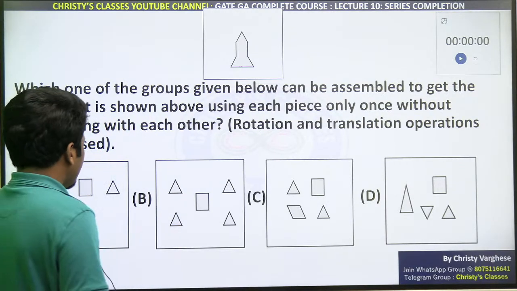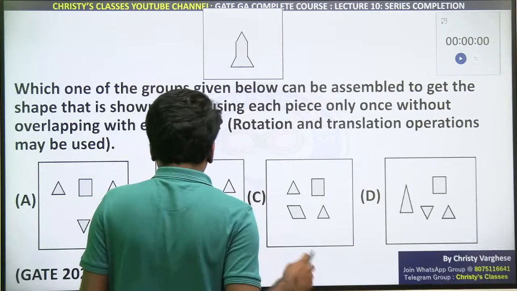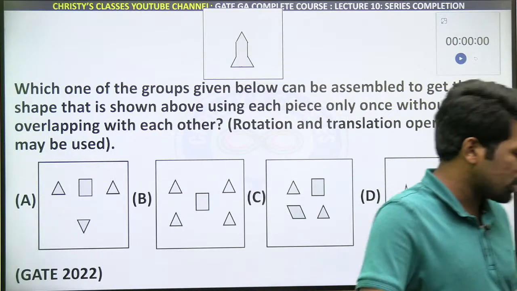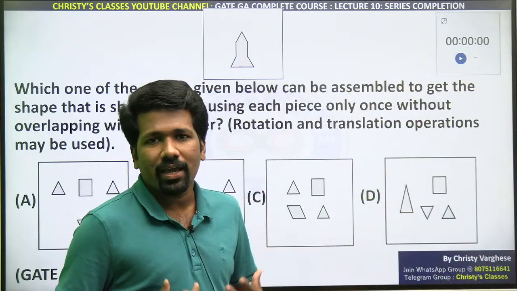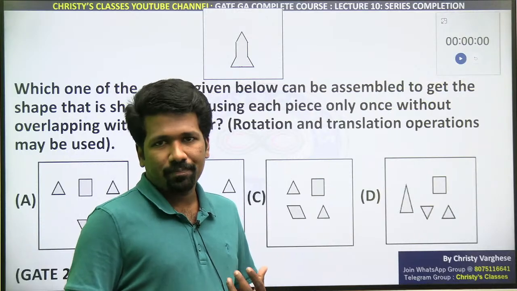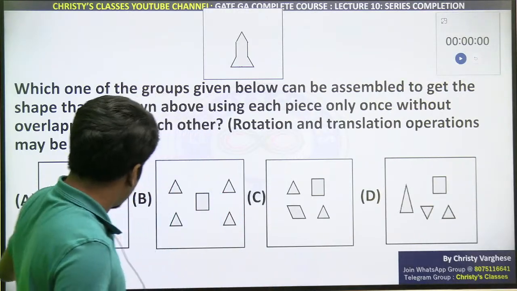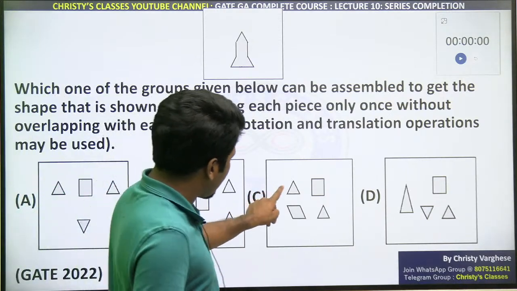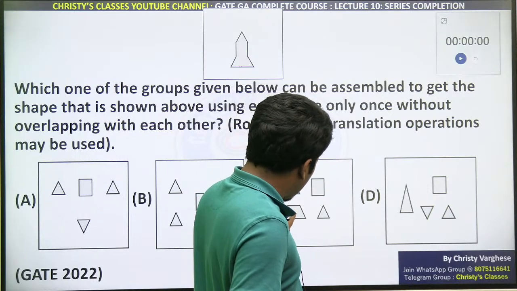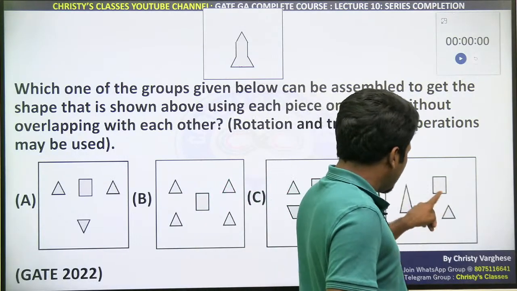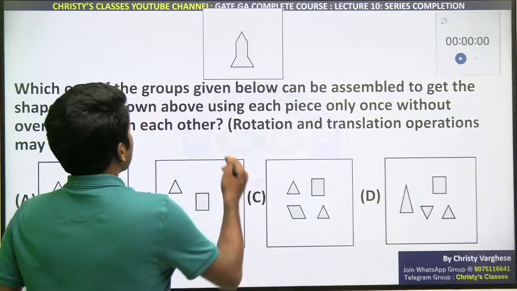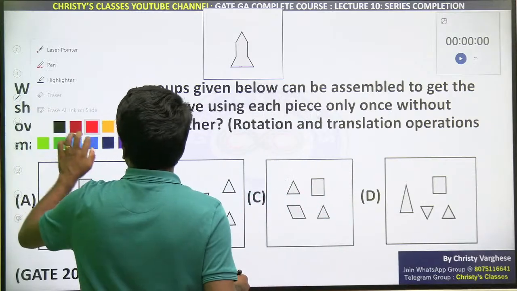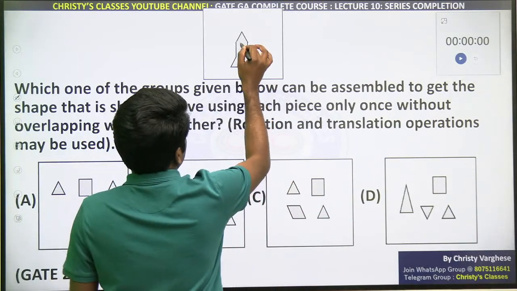So let us check each option. Before that, let us understand this picture. I always tell you, you should have an objective approach. Options should be involved in your solution technique, wherever possible. Here in the options there are triangles and a rectangle. Here also triangles, a rectangle. Here also triangle, rectangle and a parallelogram. Here triangle and rectangle. So triangle and rectangle are in most options. Let us understand the given image with respect to triangle and rectangle.